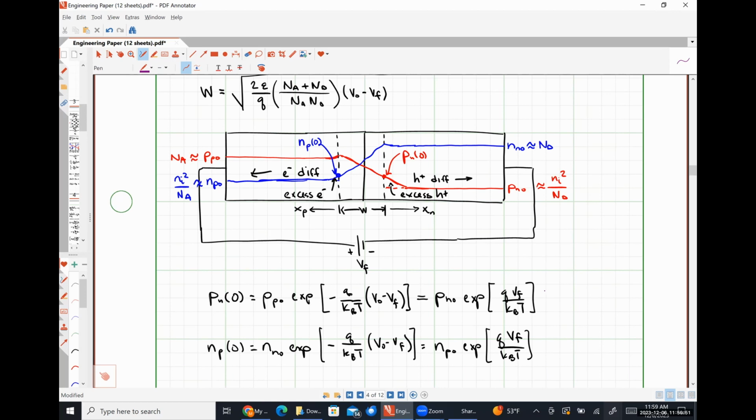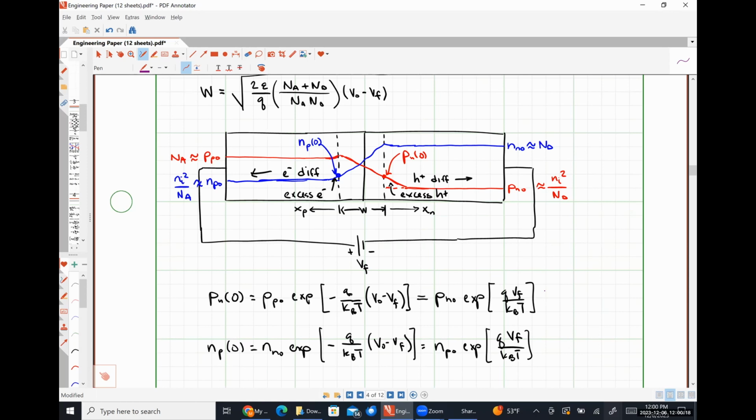Okay. So we know that for an unbiased junction, we have some amount of stored negative charge over here and some amount of stored positive charge over here. And so we had something that looked like a parallel plate capacitor. We called that our junction capacitor. The phenomenon that I'm about to talk about is completely separate from that.